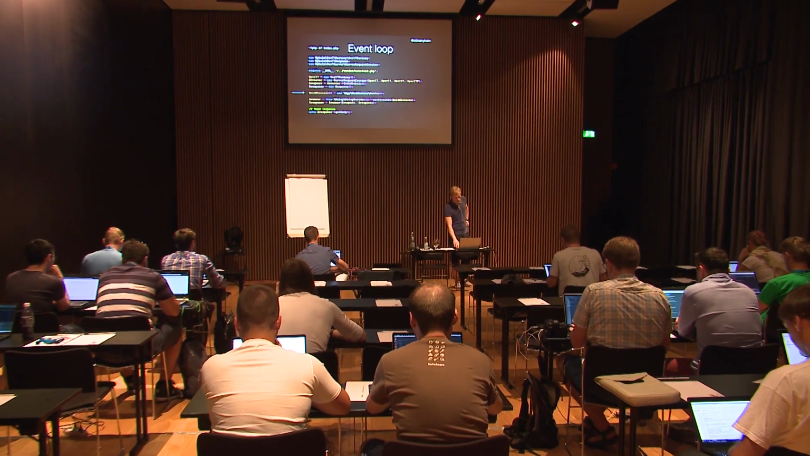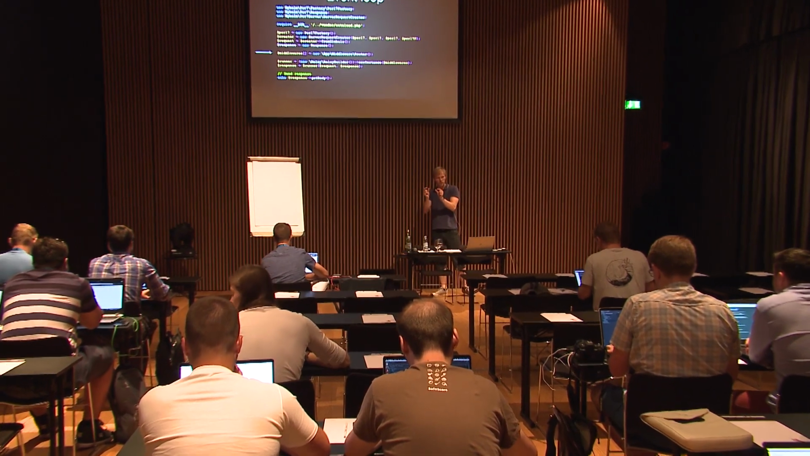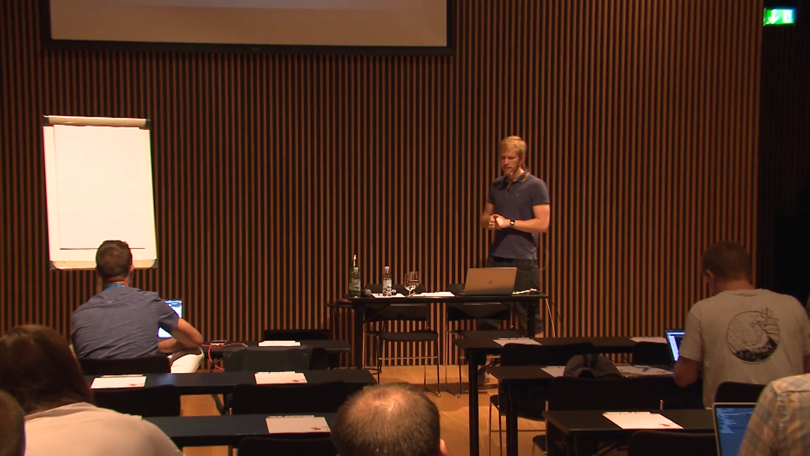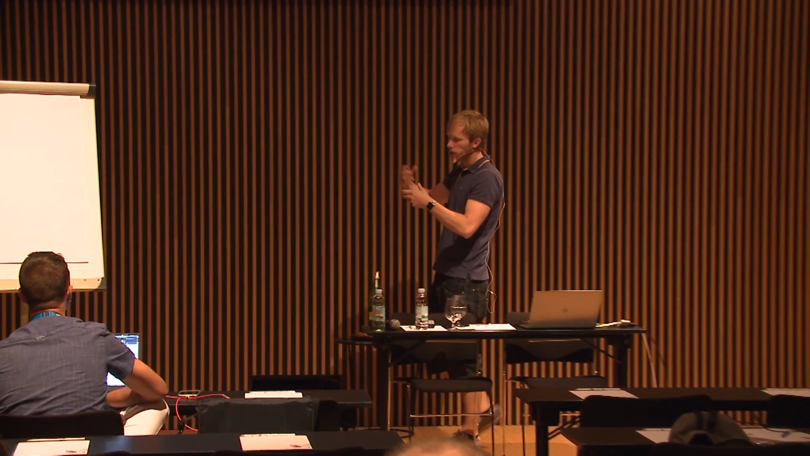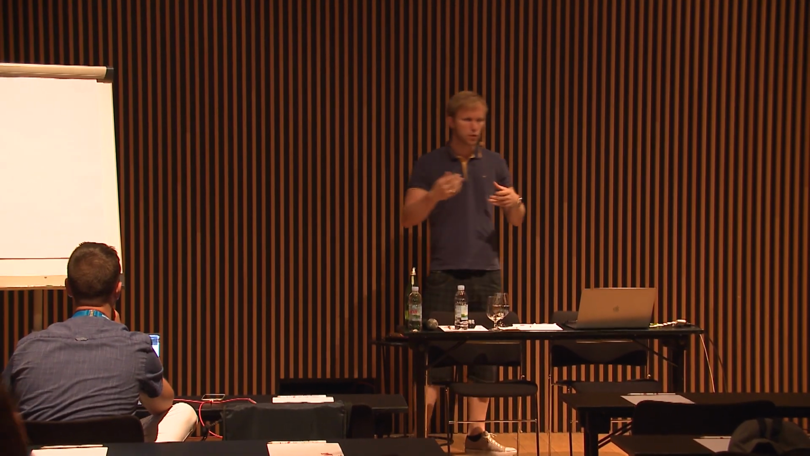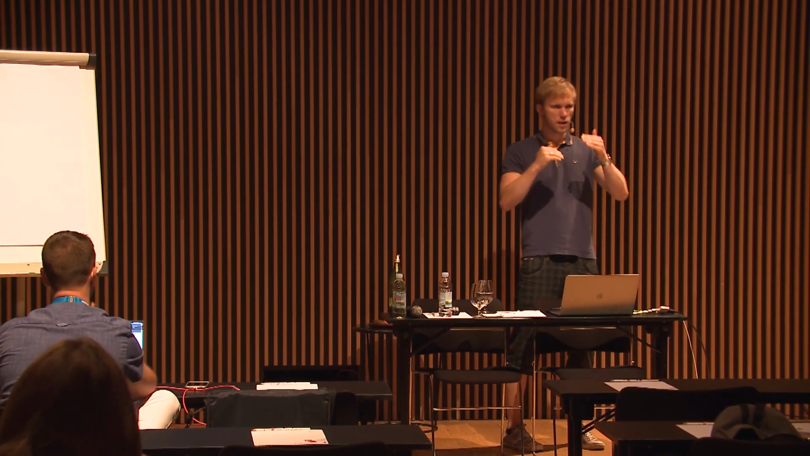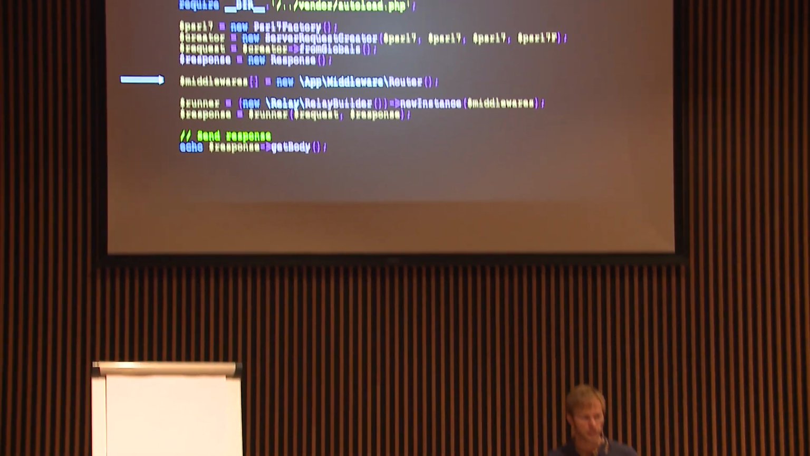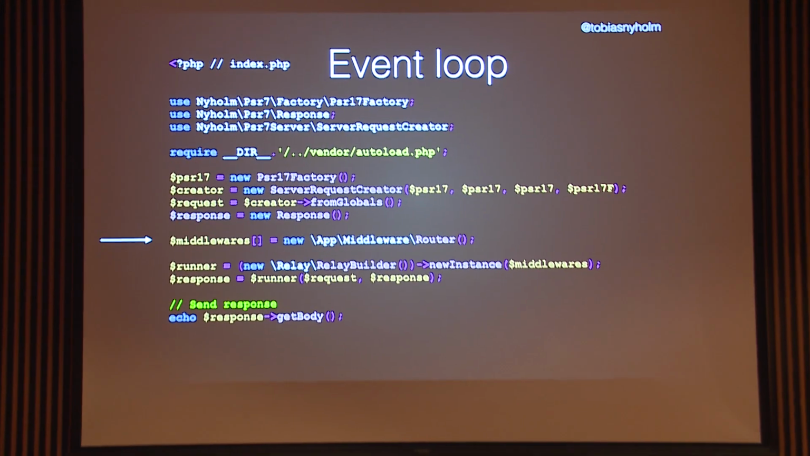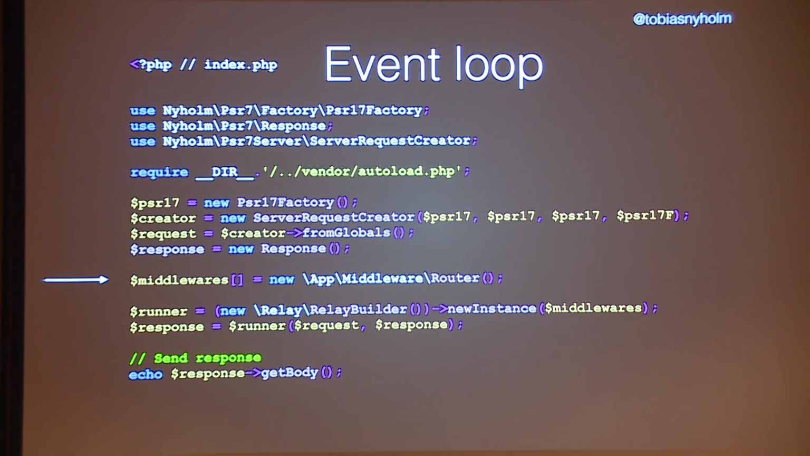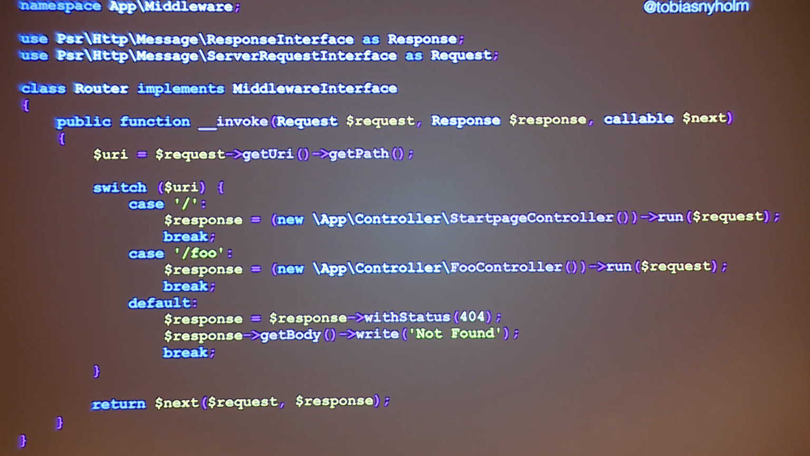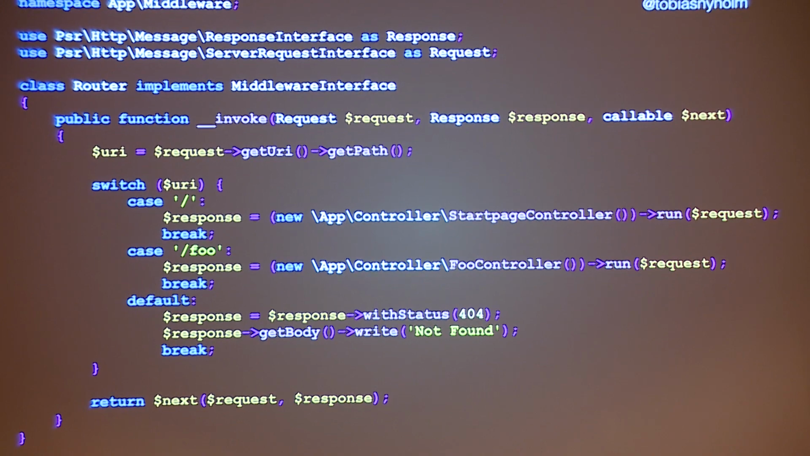So I made a small edit to my index.php file. I created an array of middlewares like this, and then I said, here's a middleware runner, a relay builder. I make sure to build a relay with my middleware array, and then I said, hey, run all the middlewares, and I will eventually get a response back. Does this make sense? Does everybody understand this? Good. And the router middleware itself, it's easy. I just copied the code basically from index.php.